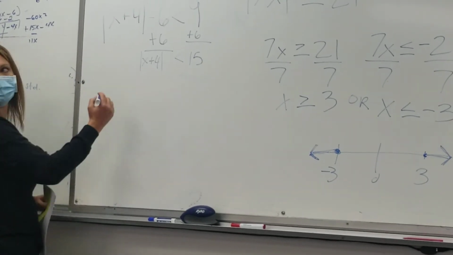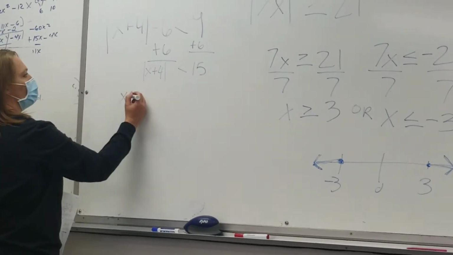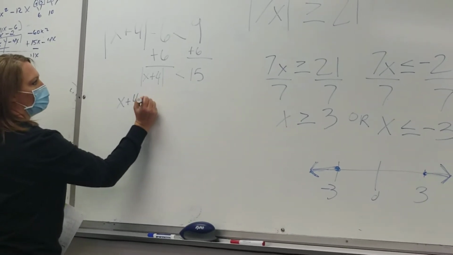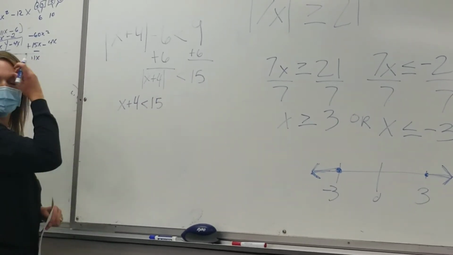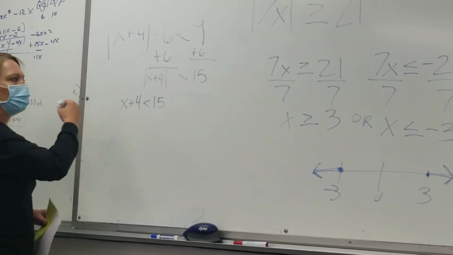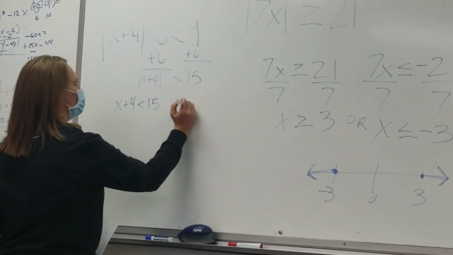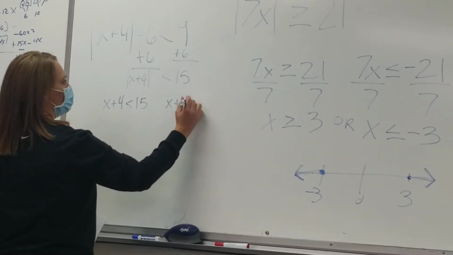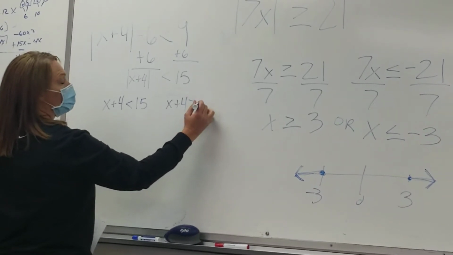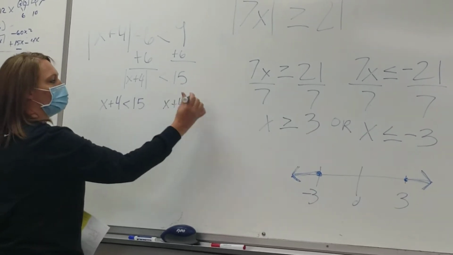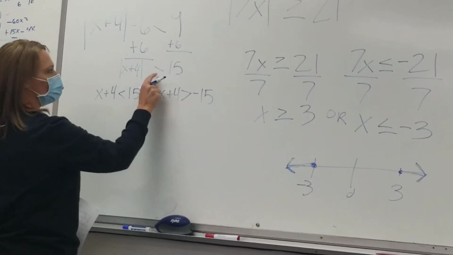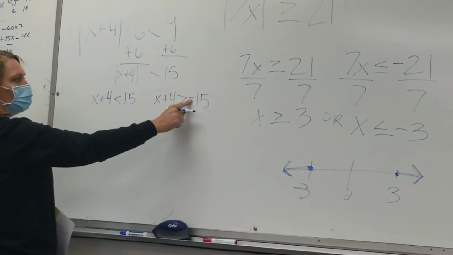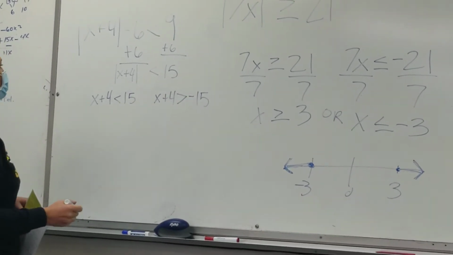So what's the first equation going to say, Canyon? X plus 4 is less than 15. Exactly the way it's written up here. And Dakota, what's my second equation going to say? X plus 4 is greater than negative 15. Switch the direction of the inequality and add the opposite. All right, so now I have my two equations.